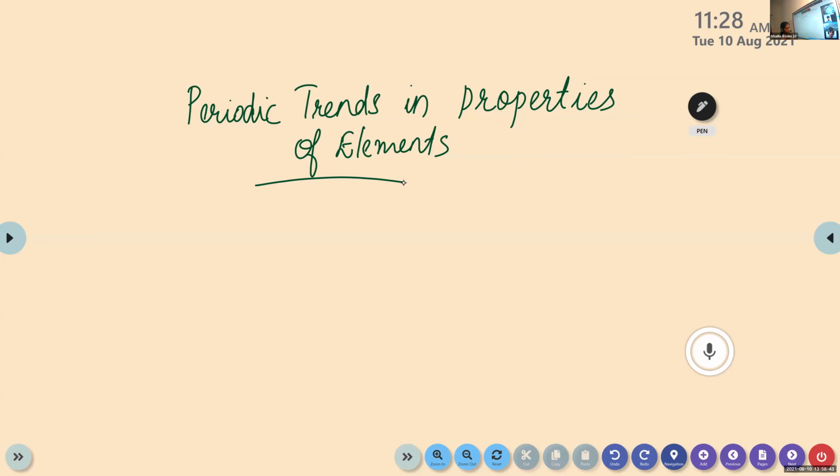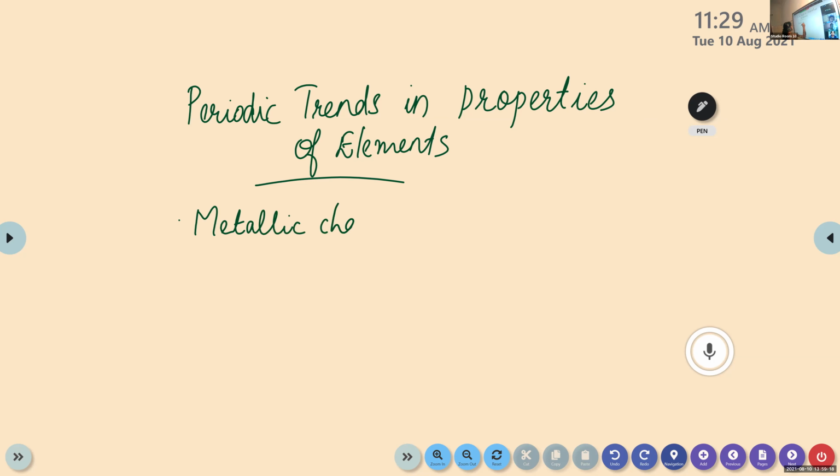Yeah, periodic trends in properties of elements. So here we already learned two trends about metallic character and non-metallic character. So can you tell me what about the metallic trend? Niranjan, what happens to the metallic properties in the periodic table from left to right? Does it increase or decrease? Yeah, metallic character decreases. Yes, very good.